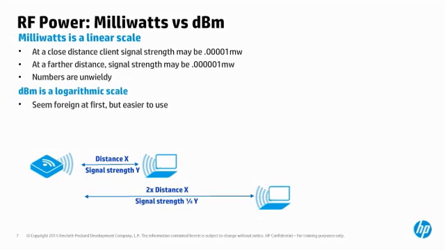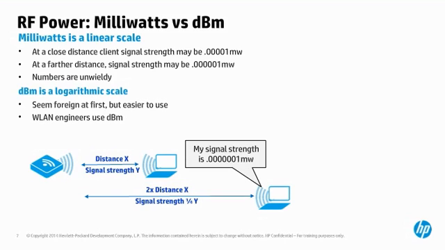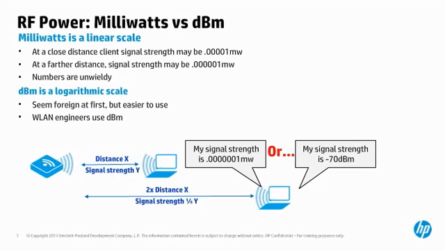Hey, what's your signal strength? It is 0.00001 milliwatts. Or you could answer, it's -70 dBm. It's easier to say. You just need to understand this new system to know good from bad.